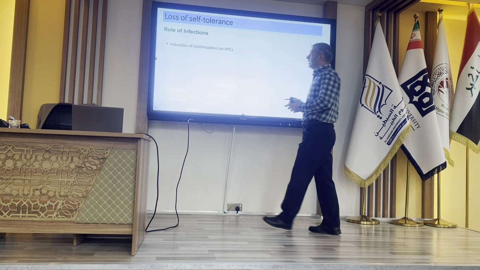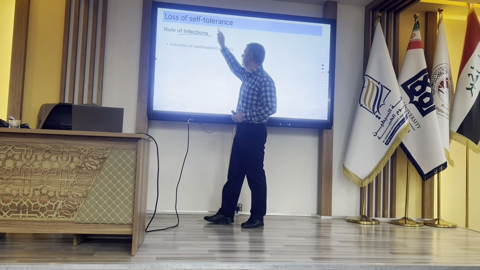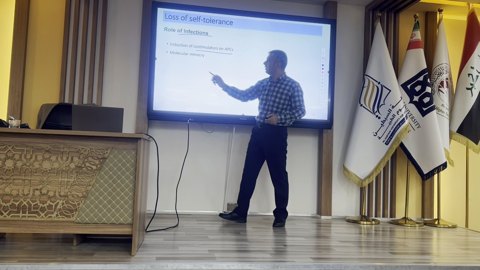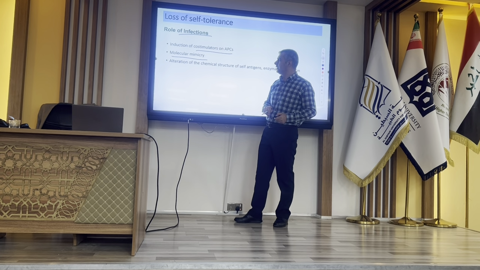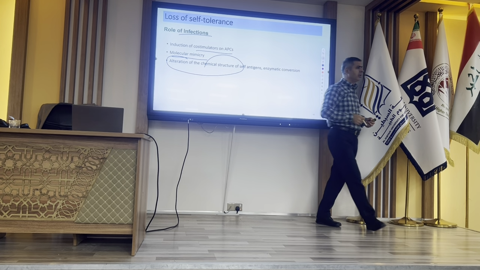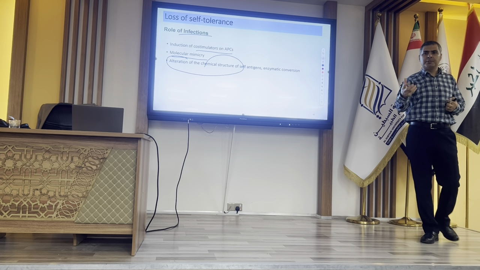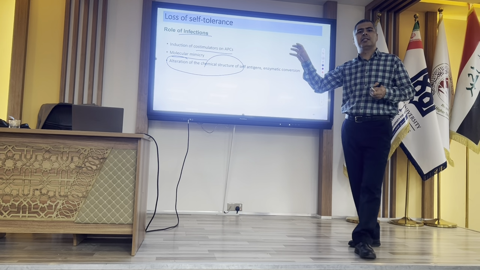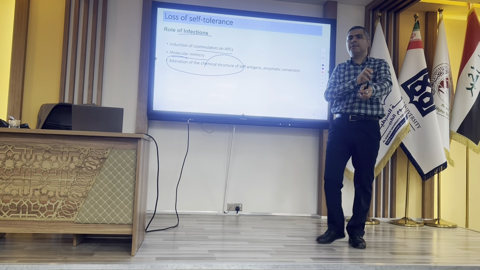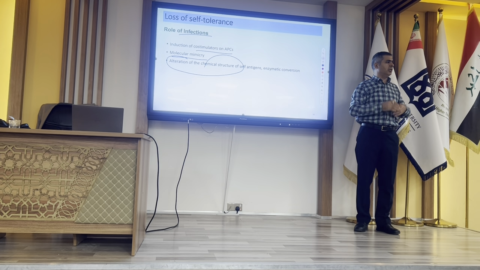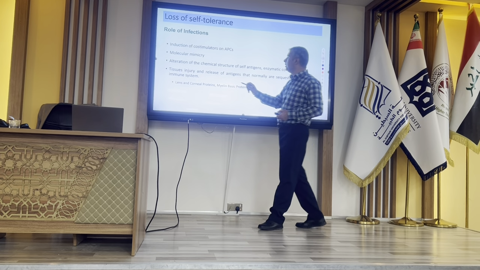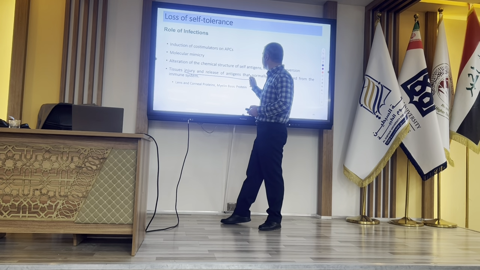So the first role of infection in the induction of autoimmunity is induction of co-stimulators on the APCs. The second one was molecular mimicry. The third one is alteration in the structure of the antigen. I told you, microorganisms can produce enzymes or any other products that can change the structure of self-protein. Any changes in the self-proteins can induce immune response. Another mechanism is tissue injury and release of the antigens.